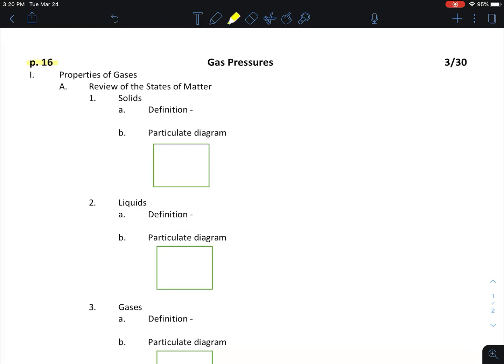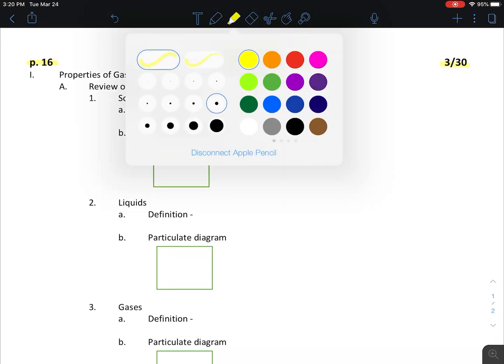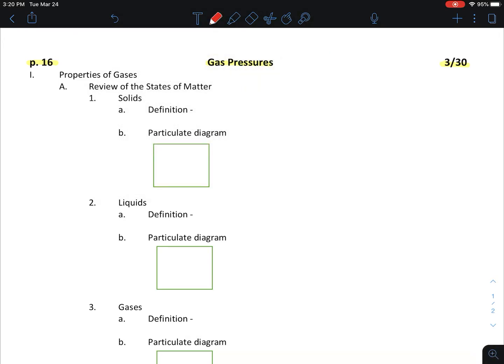Remember, this is a whole new unit, page 16. We're starting with gas pressures, and this is the one we're doing for 3:30, which is next Monday. Okay, so getting going here. We've got gas pressures. We're going to start with some properties of gases, but I thought we'd jump in by reviewing the types of matter.